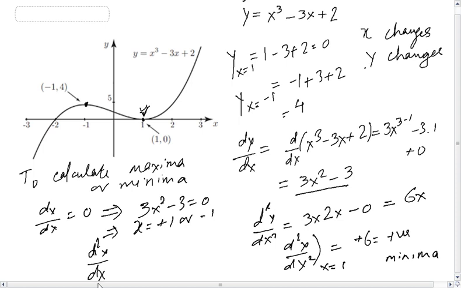Similarly, d2y by dx2 at x is equal to minus 1 becomes minus 6. So this is negative, so this is the maxima point. So we can say that at x is equal to 1 we have a minima, and at x is equal to minus 1 we have a local maxima. This is the process by which you can find the maximum and minimum of any function.